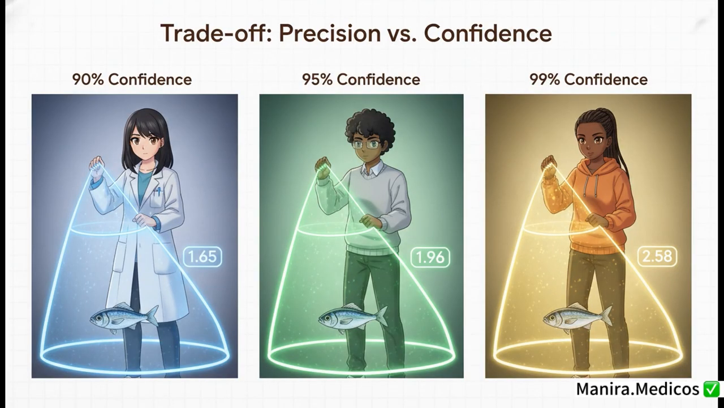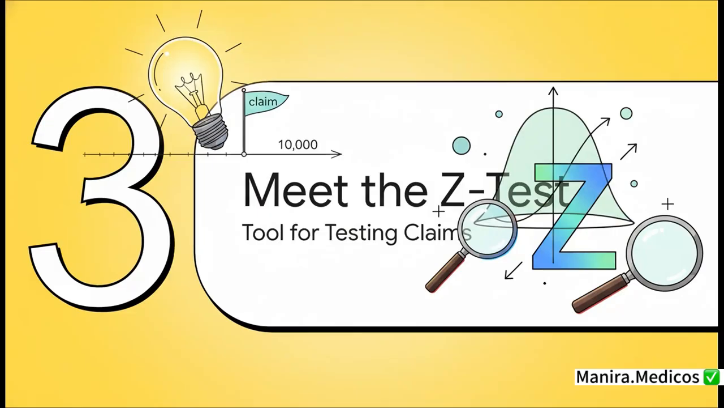Of course, 95% isn't your only choice. If you only need to be 90% confident, you can use a smaller multiplier, 1.65, which gives you a tighter, more precise range. But if you need to be super sure, like 99% confident, you're going to need a bigger multiplier, 2.58, which casts a much wider net. See the trade-off? It's a constant balancing act between how precise you want to be and how confident you need to be.